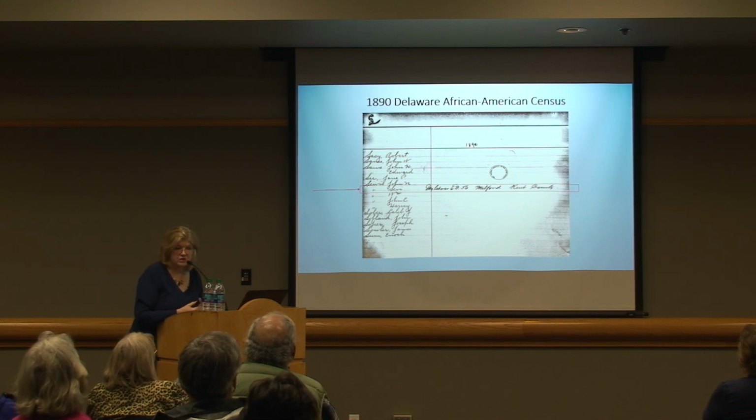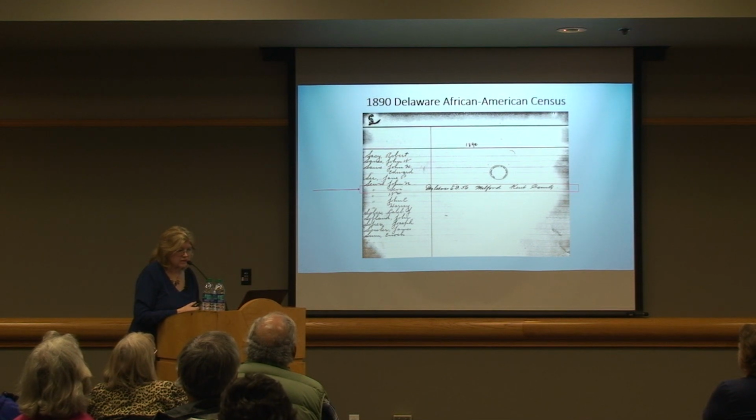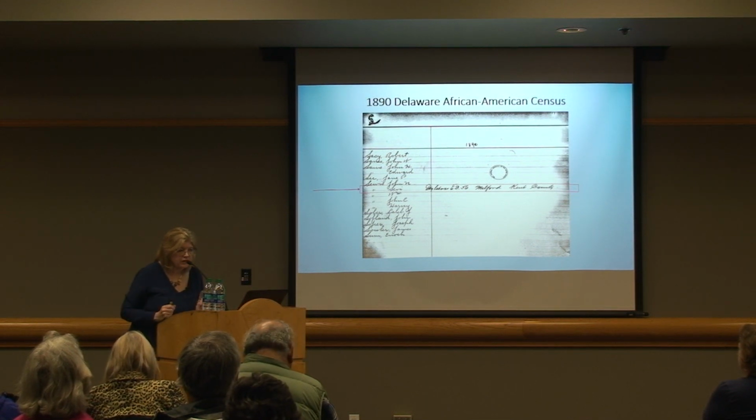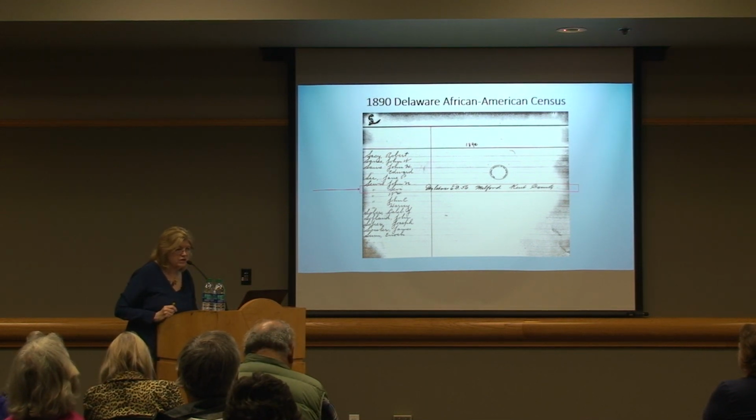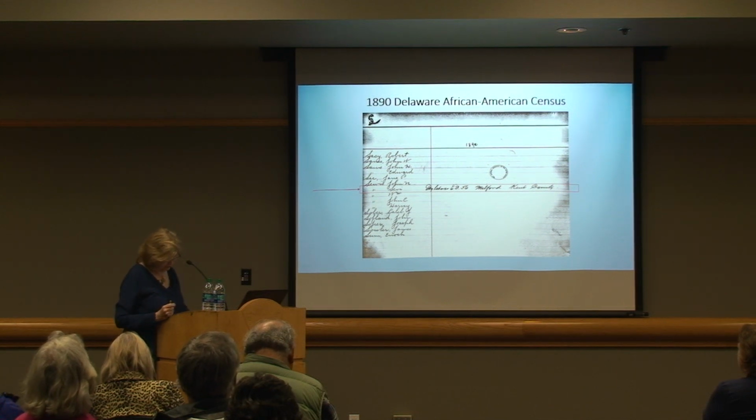Now, I told you that it was the smallest. There's only 444 names on this census. But if Levi was your ancestor, this would still be priceless.